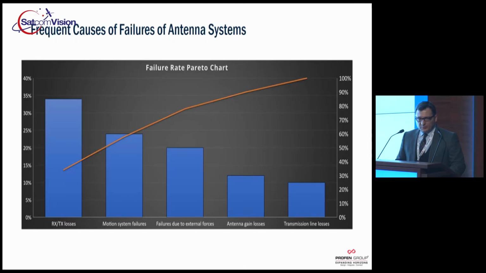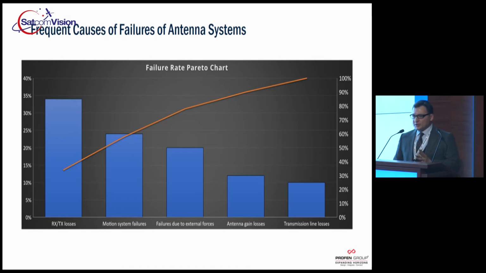This is a Pareto chart showing the results of Profen's, compiled from the Profen's ticketing system. You know, we have an after-sales support team, and this is based on real data. On the left-hand side, you see the percentages of the root causes. There are 5 root causes here.